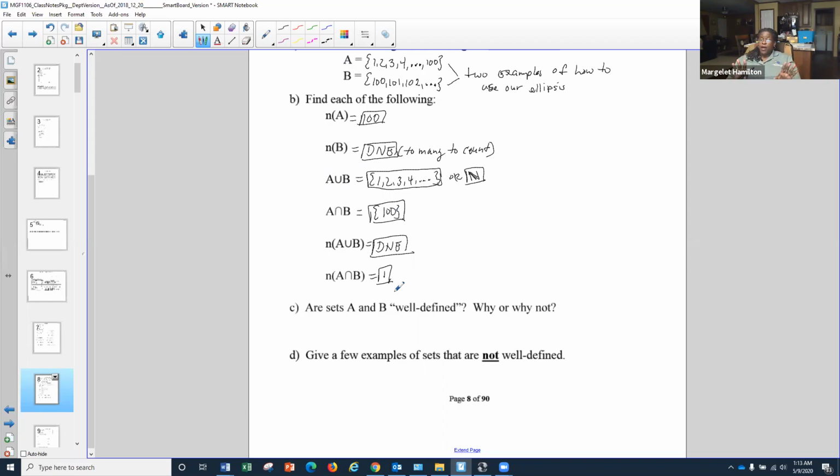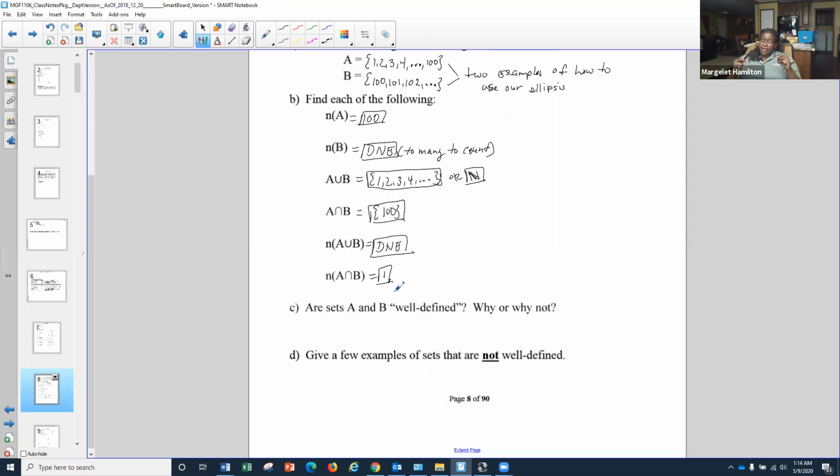So feel all right about it? Think about what we know about our terms. Still learning them, it's okay. All right, so now think about it. They're asking us some questions now. Are sets A and B well defined? Why or why not? So we see that A is from 1 to 100, and B is from 100 on forever. Are they well defined?